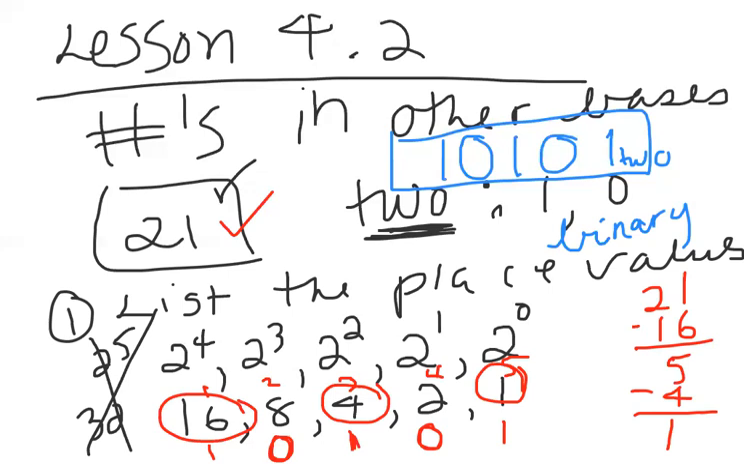All right. So I am going to erase this so I can move on. By the way, that 10101, that's a palindrome, guys. It's the same number forwards and backwards. It's a palindrome.